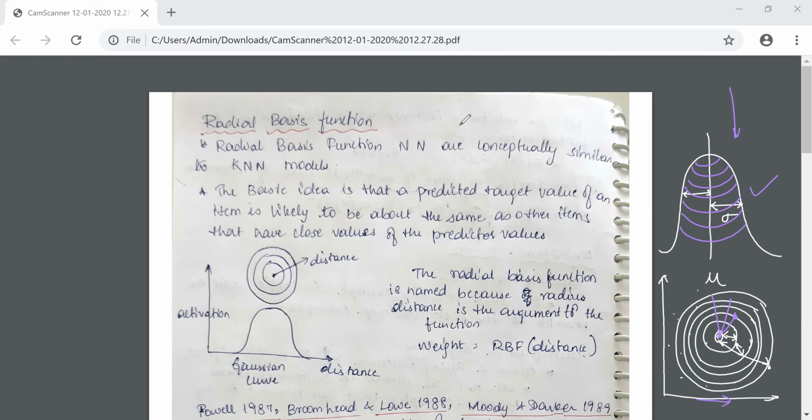So from this center point, where exactly the point is lying, the distances are how far the circles are. Remember, every time in k-means we were identifying the mean and updating the mean values, right? Here it is basically going to be the radius of the circle. The radial basis function is named so because the radius distance is the argument to the function, where we take the weight to be the distance.